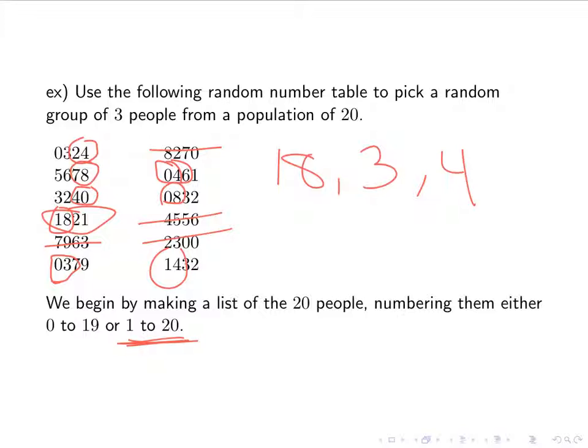But again, typically a random number table has a good 100 numbers on it. So this is a very small size of a number table. Generally they're a lot bigger. But again, you just keep going down the list, and if someone is that number, they get chosen, and then you just keep going down. So that's how you use a random number table.